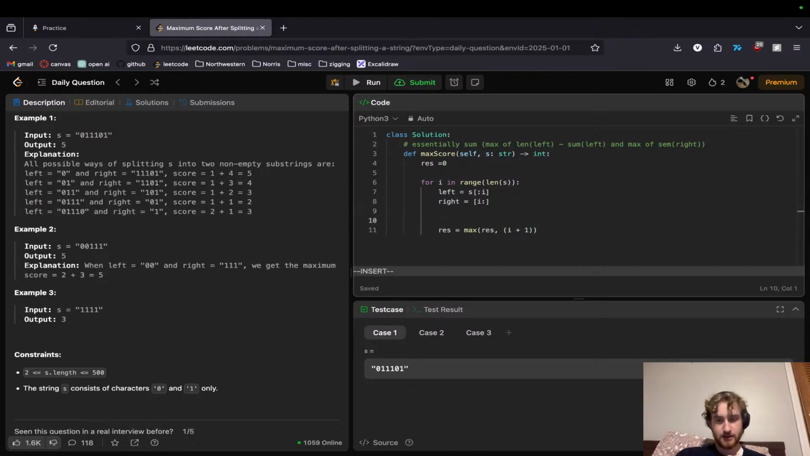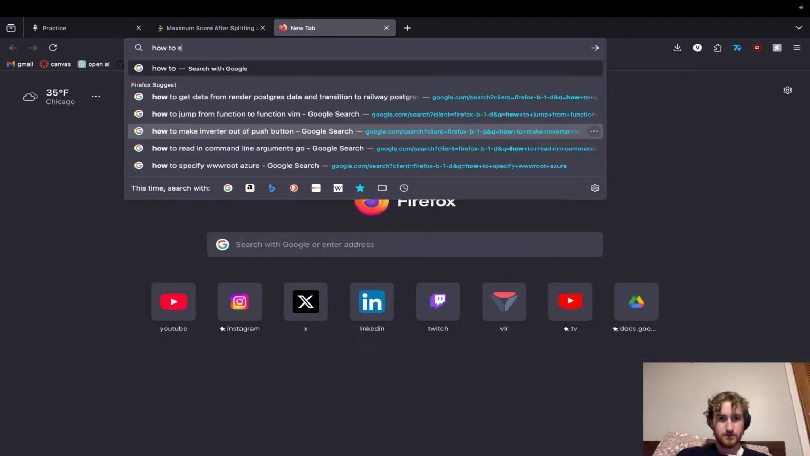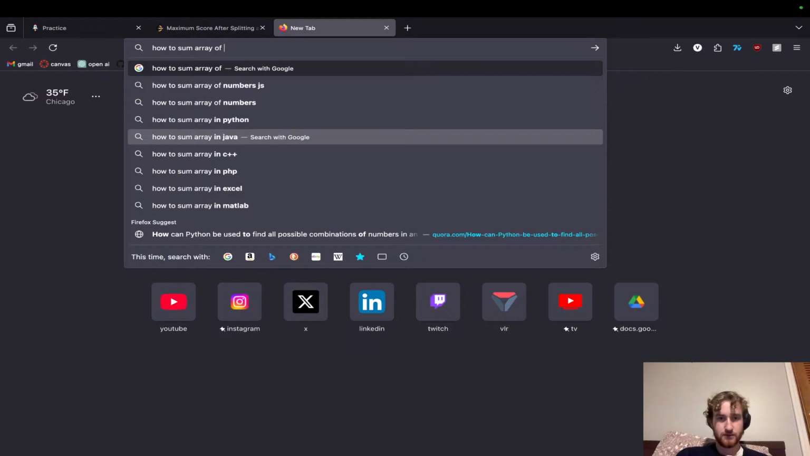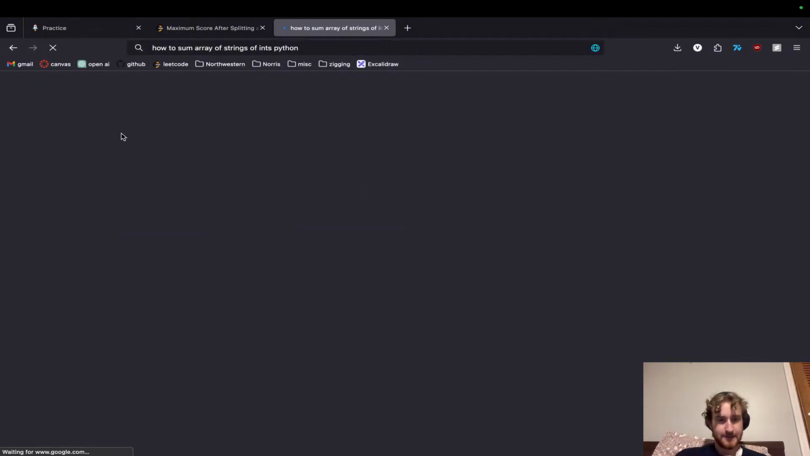Alright, I need to calculate left score. Left score equals i plus 1 minus the sum of left, or how to sum array of strings of lengths Python. Can I just call sum on this?